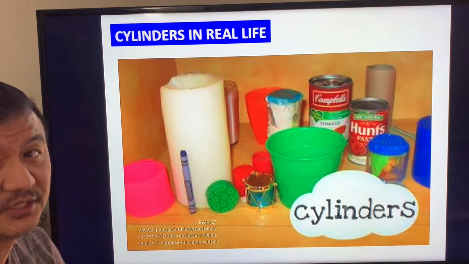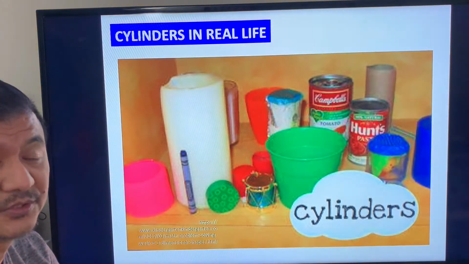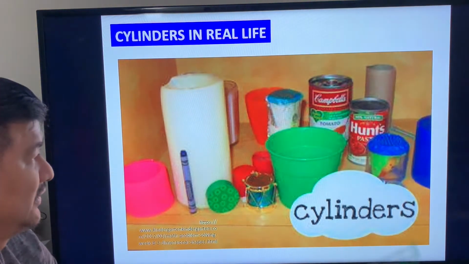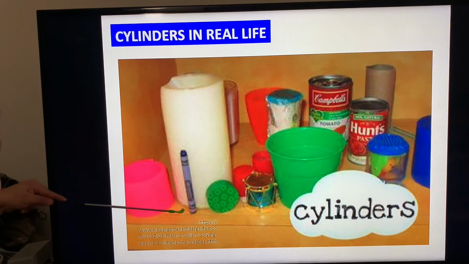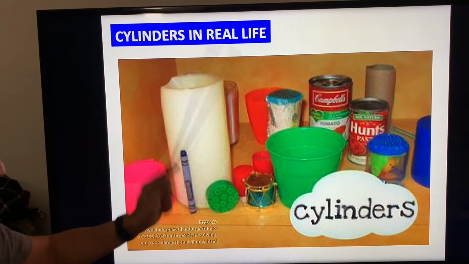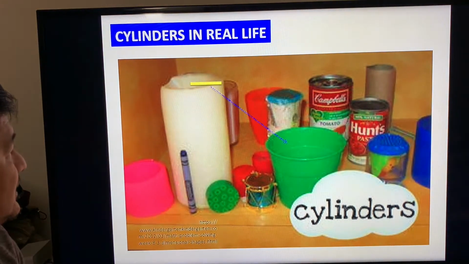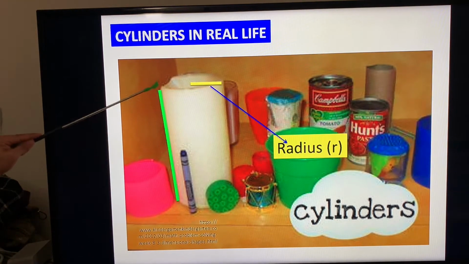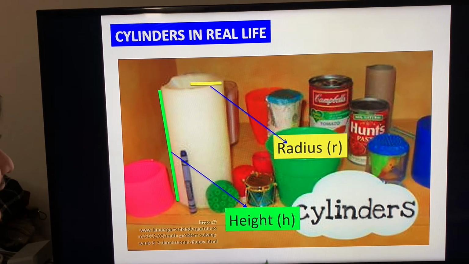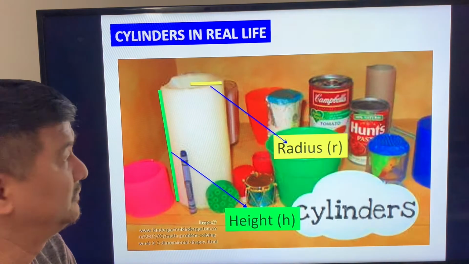These are cylinders in real life. You see this in your house. You see these all around you. For example, a can, a crayon, a paper towel, and a lot more. But remember, this is called the radius. And this is called the height. These are the two things that we will use when we solve for volume.